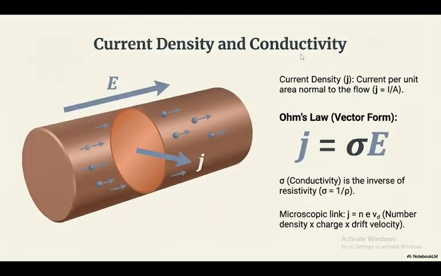Current density and conductivity. Current density, current per unit area normal to the flow: J equal to I by A. Ohm's law, vector form: J is equal to sigma E. Here sigma, the conductivity, is the inverse of resistivity. Sigma equal to 1 by rho. Microscopic link: J equal to n e vd, number density into charge into drift velocity.